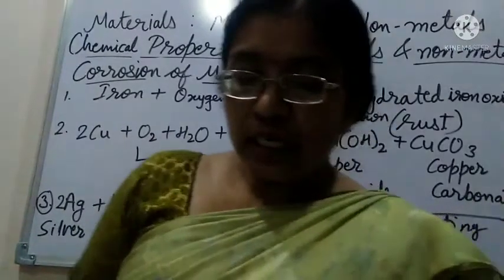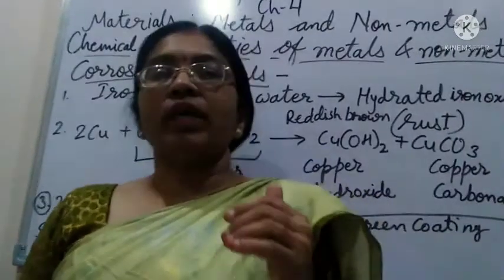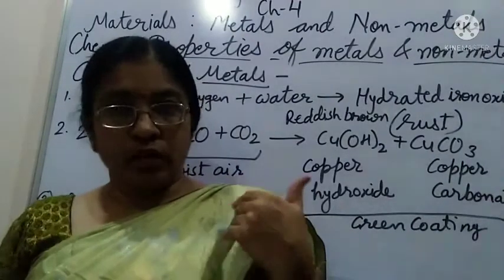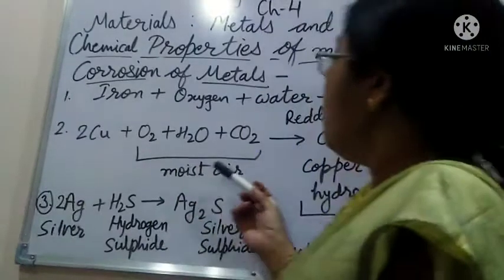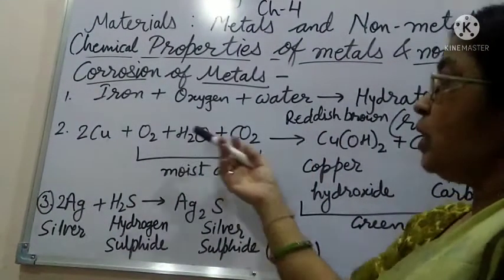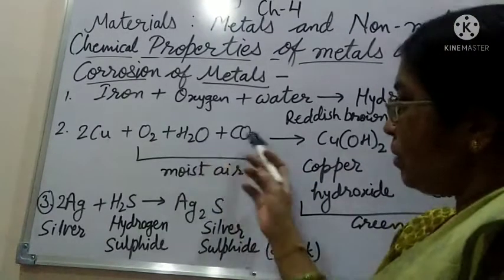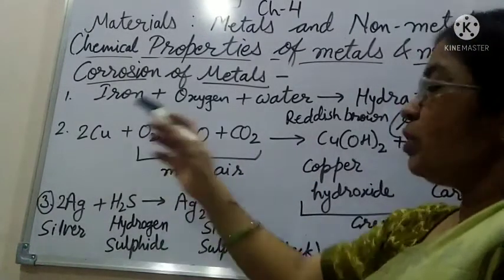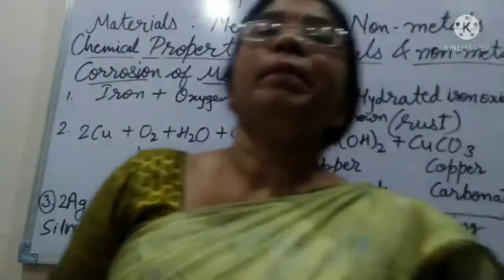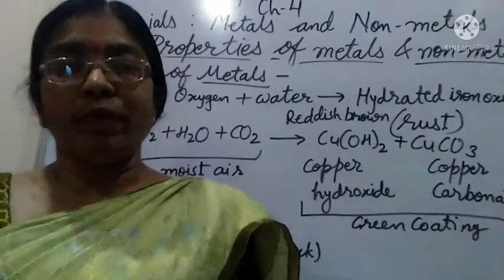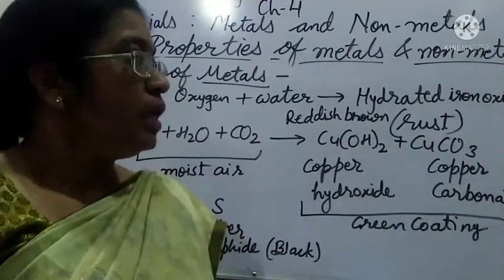Now second, we take the example of copper. Copper metal also gets corroded due to moist air, in which not only oxygen and water but carbon dioxide gas is also available. In the presence of all these 3, copper utensils start becoming greenish on the outside, with a green coating of copper malachite. The name of the compound is copper malachite, which is actually a combination of these 2 compounds, copper hydroxide and copper carbonate.